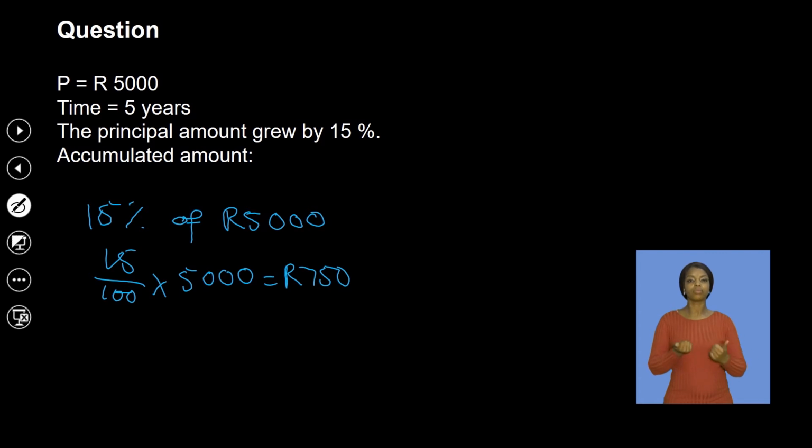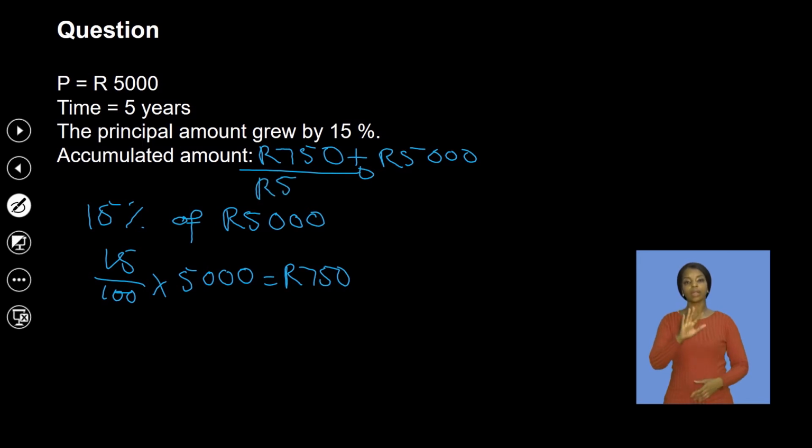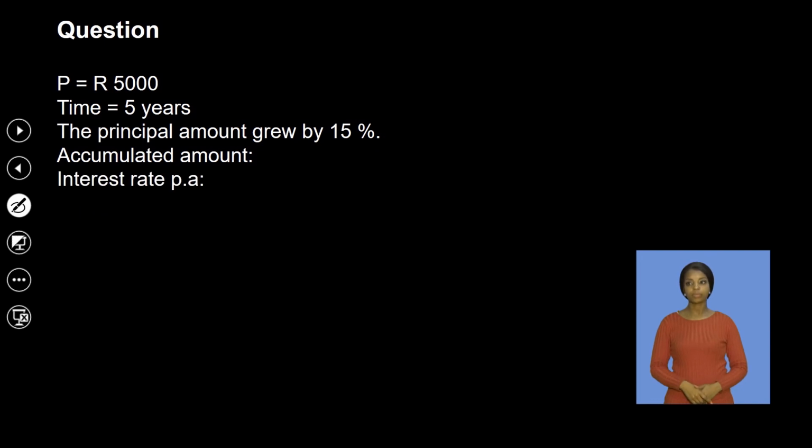So this would then mean that this will be 750 rands, or plus rather, sorry, plus the 5,000. And that will be the total balance there, which is 5,750. Now, the second question wants us to know, what is the interest rate per annum, right?